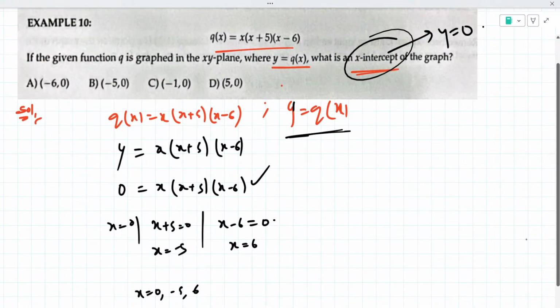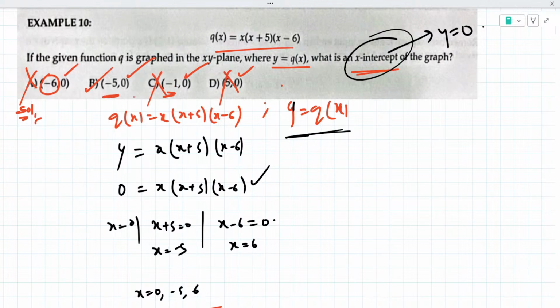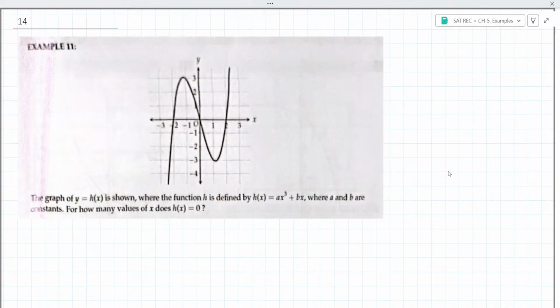So out of this, what do we choose? We choose option B, because here at y equals 0, you can see all y values are 0. Do we have negative 6 as x? No, we don't have negative 6. Do we have negative 1? We don't have negative 1, option C. We don't have positive 5 as well. So the only option we have is option B. Yes, true. Let's go for the next one.